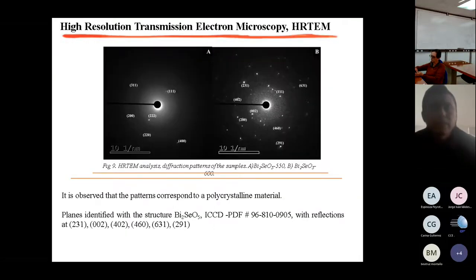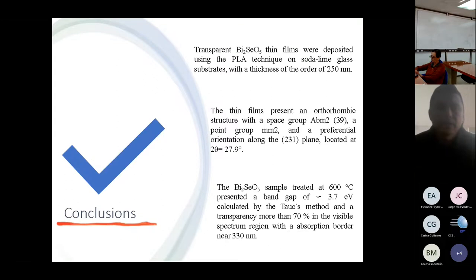Figure 9 shows the electron diffraction patterns of the synthesized samples obtained by high resolution transmission electron microscopy. It's observed that the patterns correspond to a polycrystalline material with the structure of bismuth selenium pentoxide, with PDF number 968100905. Finally, the conclusions.